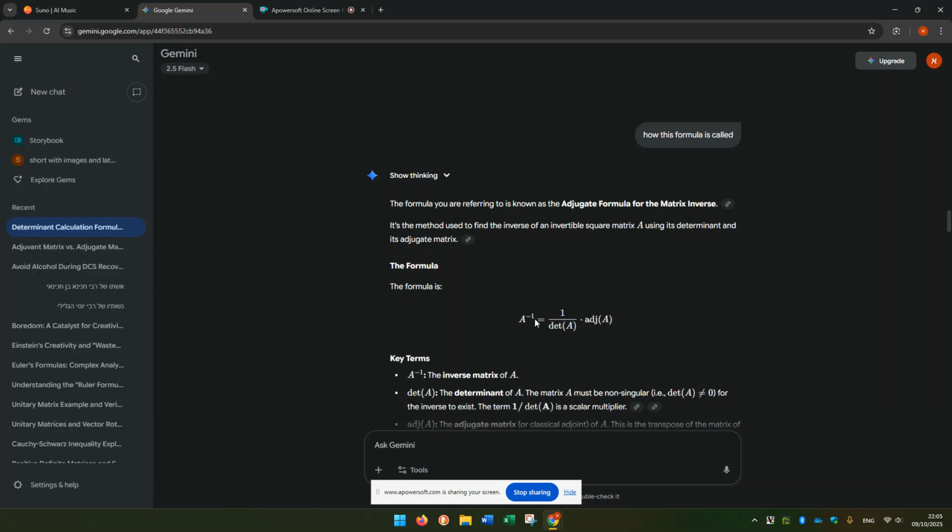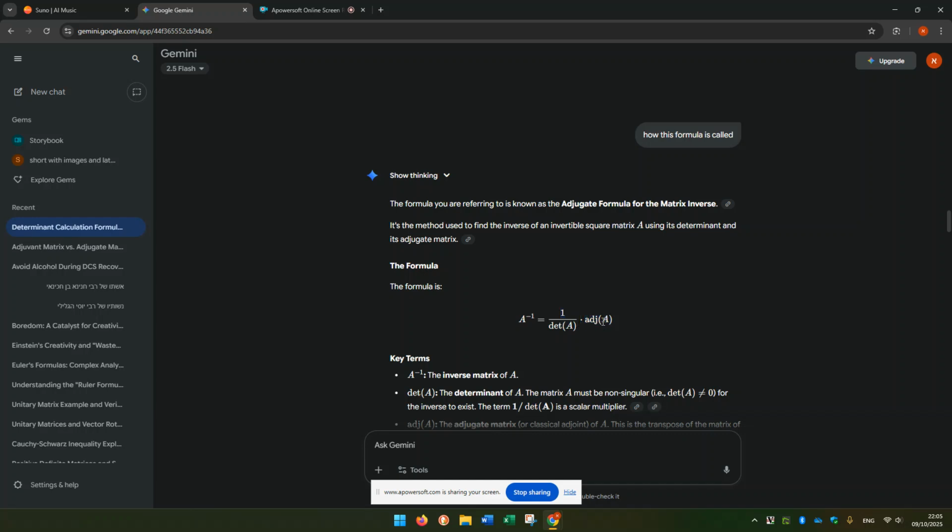to be invertible, is 1 divided by the determinant of A. Now, how do I know that the determinant of A won't be 0, so that I won't divide by 0? The answer is what I just said, that A must be invertible. And by definition, for an invertible matrix, the determinant is not 0. So we know that 1 divided by the determinant of A is defined, multiplied by the adjugate of A.